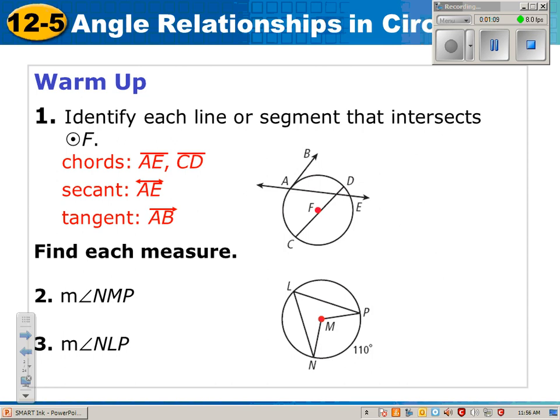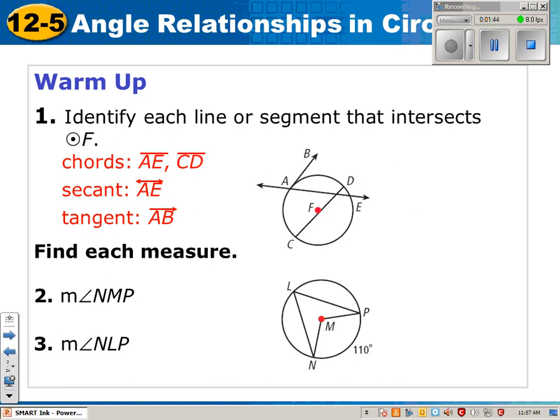Secant is a line that intersects the circle twice. A tangent is a line that touches it once, and then a chord is a segment that touches the circle. The arrows, they're there on secant, and tangent is missing one right here. I don't know why. Oh, it is a ray. Sorry. That's why. Secant has the arrows and nothing else does. Okay? All right, number two.